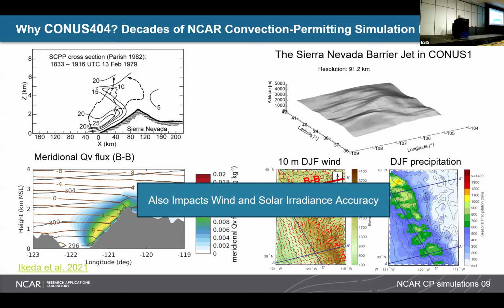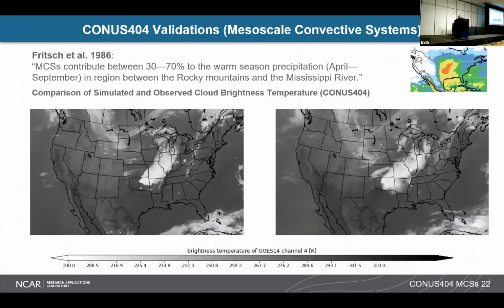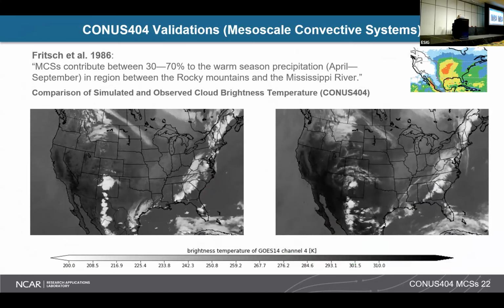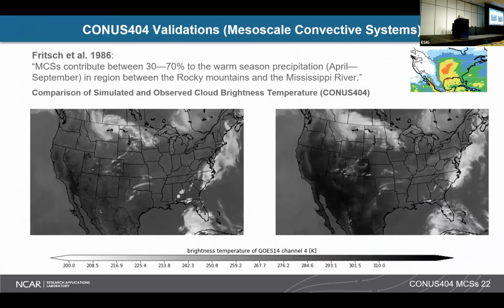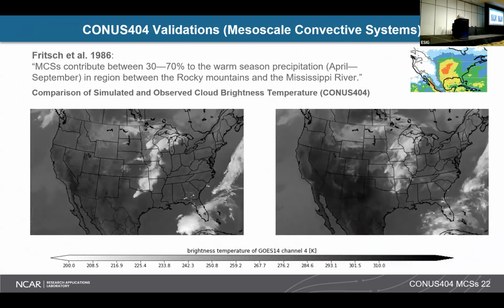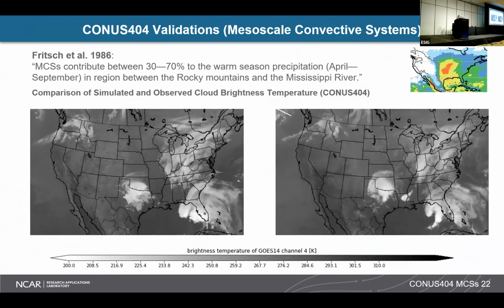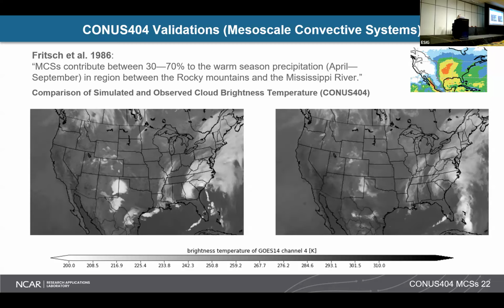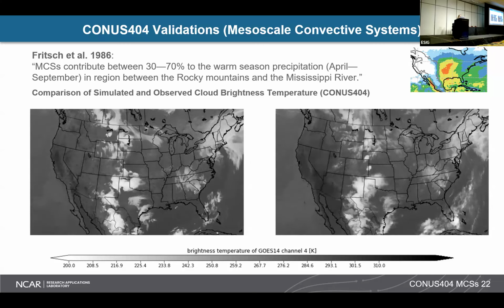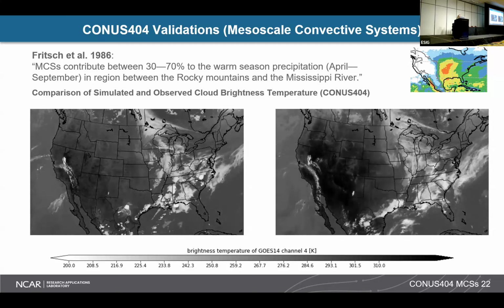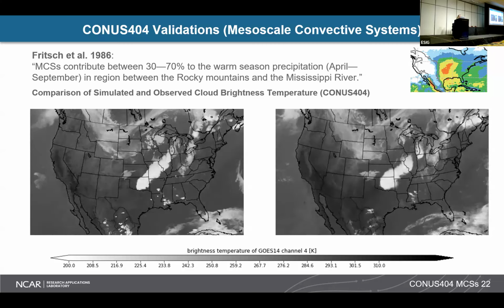Now, this group, as I mentioned, cares more about the hydrology, and they've done a lot of effort in validating for hydrological purposes. One of the things they really claim to fame of this data set, it produces mesoscale convective systems very appropriately. Now, they provide about 30 to 70% of warm season precipitation.